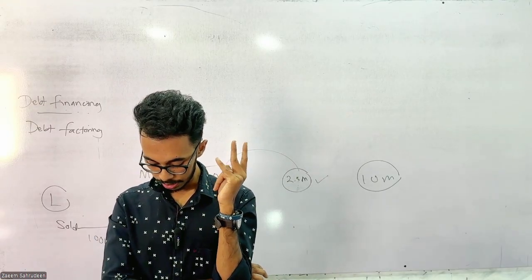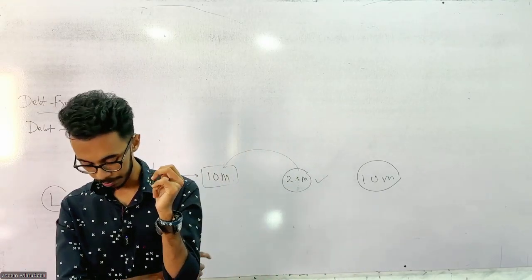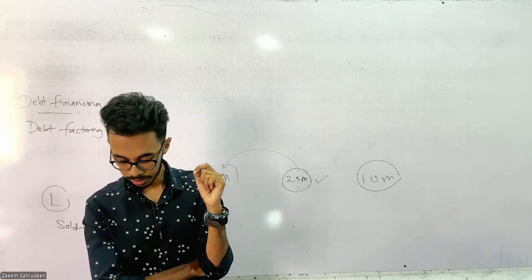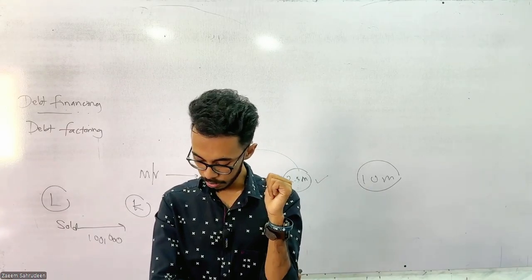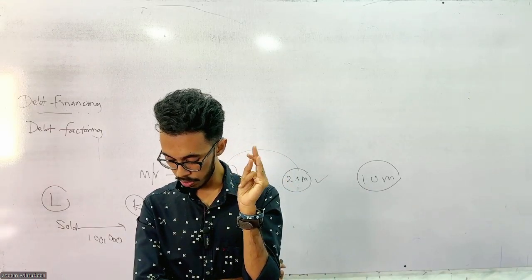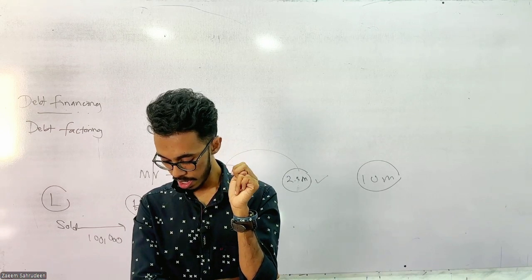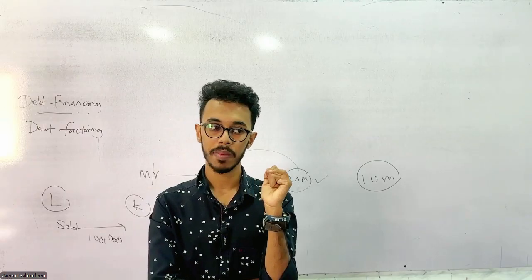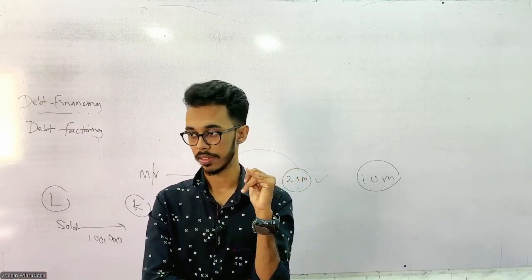And the third one is sale and leaseback. In this method, a firm can sell an asset owned by them to a leasing company and take back the same asset into use under a lease agreement. By this method, the company can get cash by selling the asset and also has the ability to use the asset again.